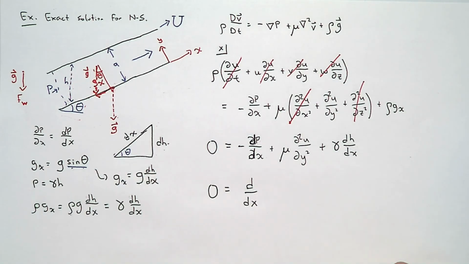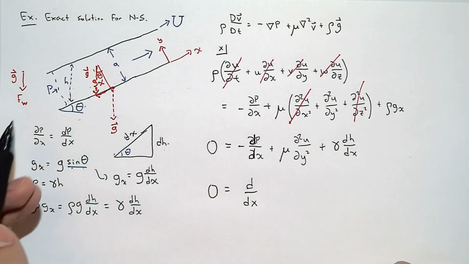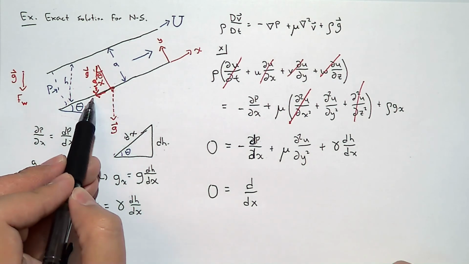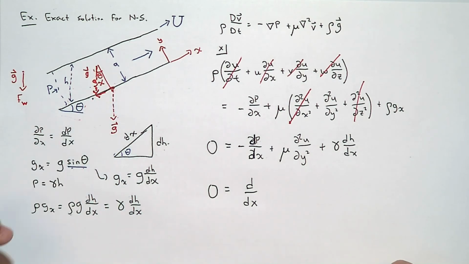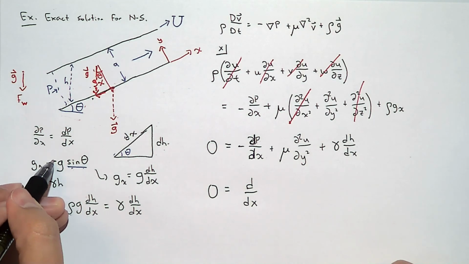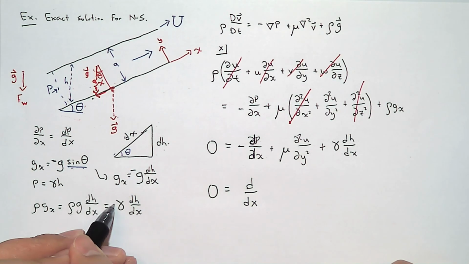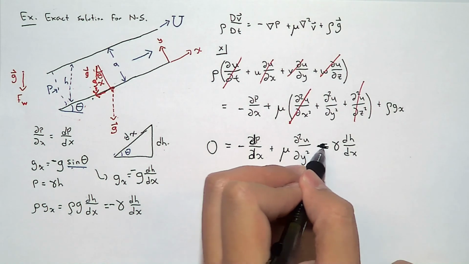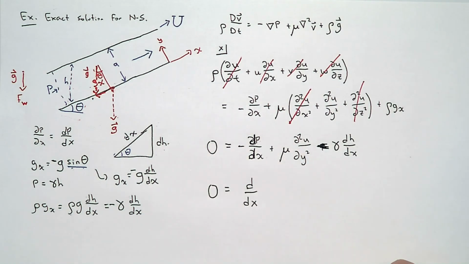We have pressure. And I'm missing something here, right? What am I missing? In the x direction, what am I missing here? Gravity is acting in the negative x direction. Kind of forgot to do that. So this should actually be negative g sine theta, negative, negative, and negative.